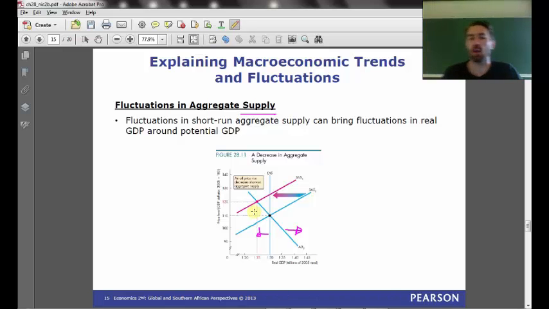Either of those are going to shift aggregate demand to the right. Once aggregate demand shifts to the right, we can come back to a long-run equilibrium point with even higher prices. And then real wages decrease once again.